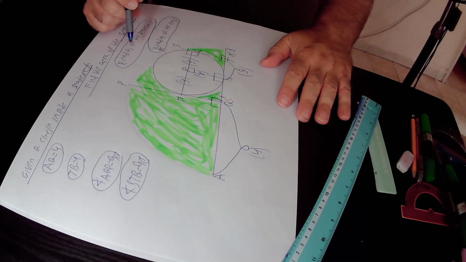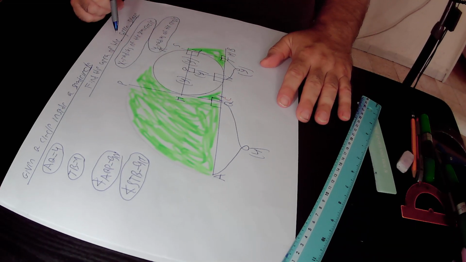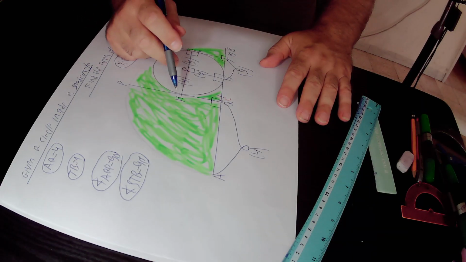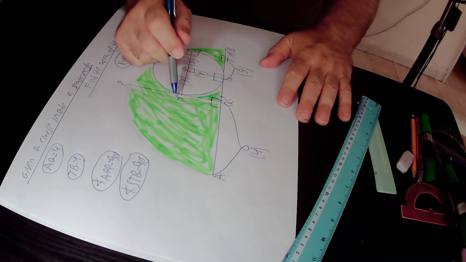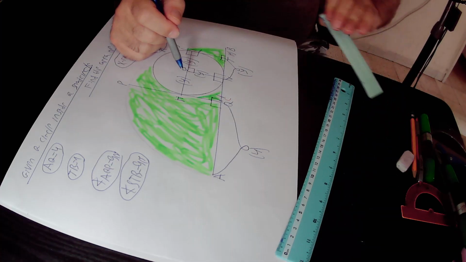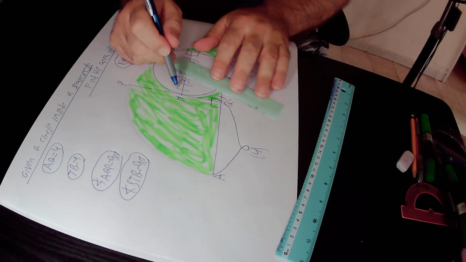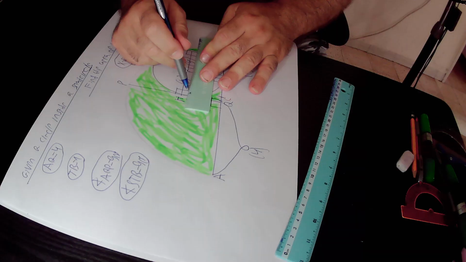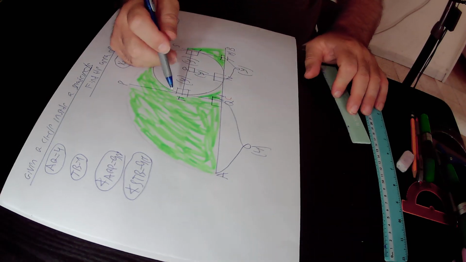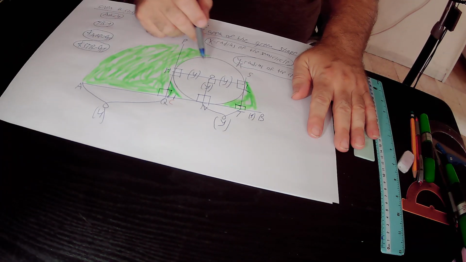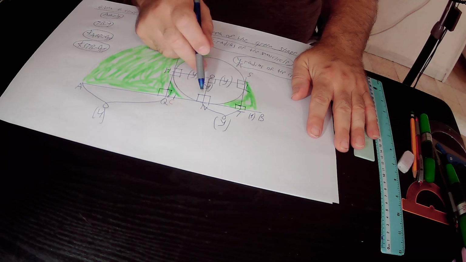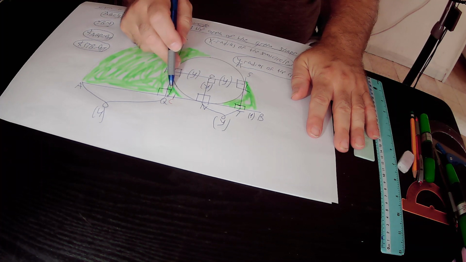And whenever you have a radius drawn to the point of tangency, then tangent PQ will be perpendicular to the radius AO. If PQ is perpendicular to AO, it means that this angle equals 90 degrees, and this angle also equals 90 degrees according to the same rule, rule 1. So inside quadrangle OHQN, we have 1, 2, 3 right angles.